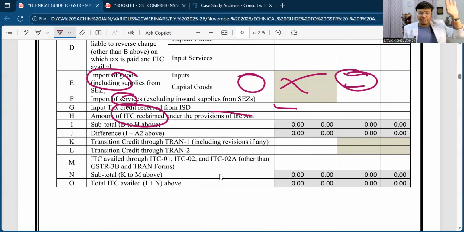Yes, ITC related, we'll go for a detailed discussion. Stay assured. 8A, 8B, everything will be discussed. Table 12, 13, everything will be discussed.